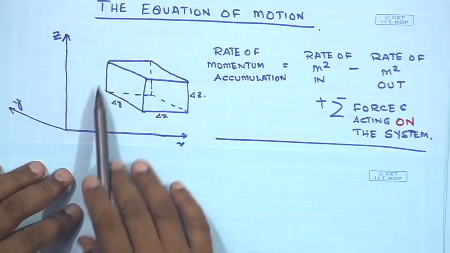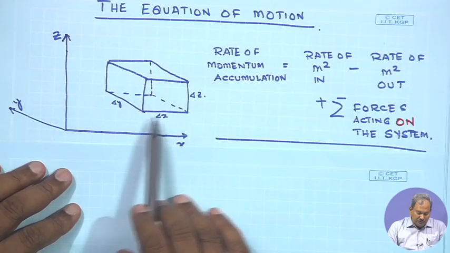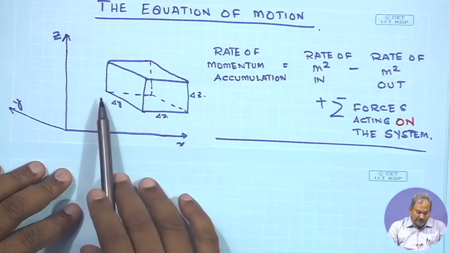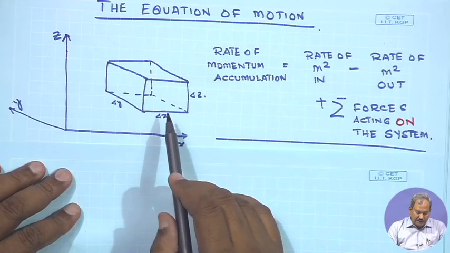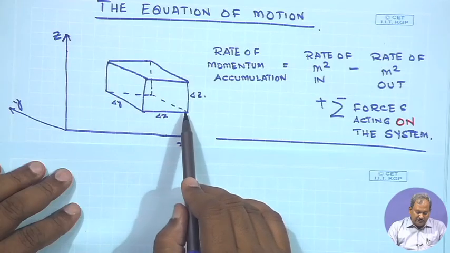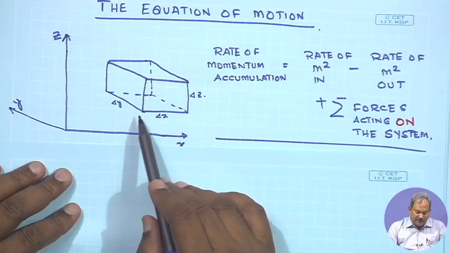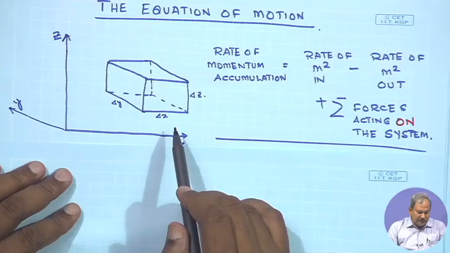That is what I have written over here. And here you can see that if this is defined as the control volume of sides del x, del y and del z, with our previous notation, essentially this is the x face, the y face and the z face.